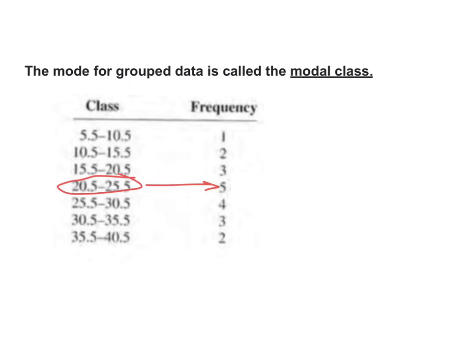So, even though we don't call it mode, we call the class 20.5 to 25.5 the modal class, because it's the one with the highest frequency. Again, we don't know the actual data value, so that's why we can't pick one specific data value. Okay? So that's the modal class when you're given grouped data. Otherwise, when you know the actual data, you can find the actual mode.